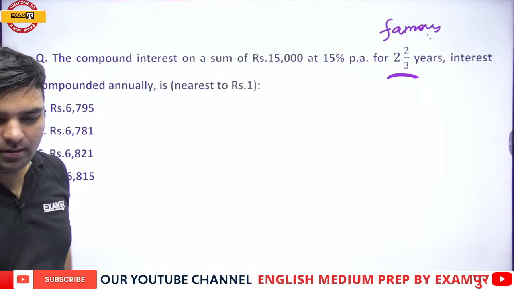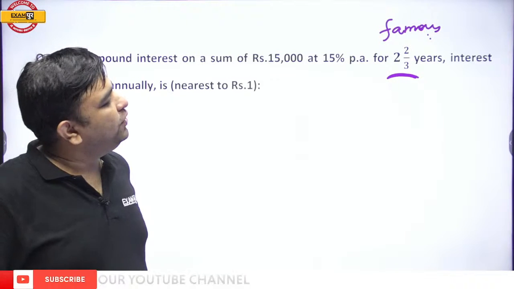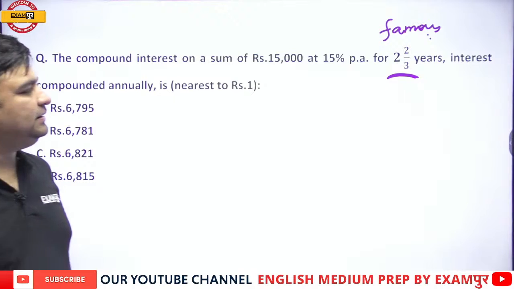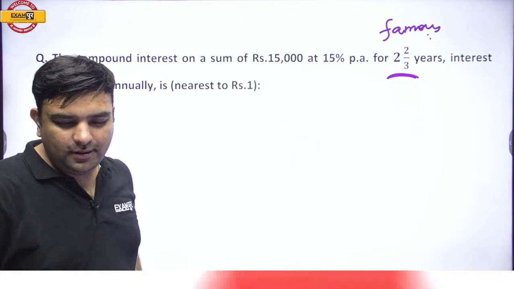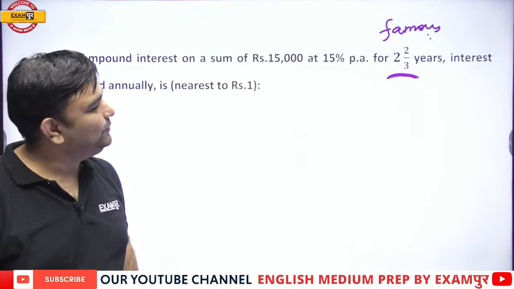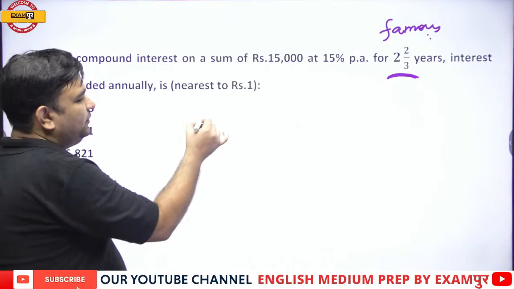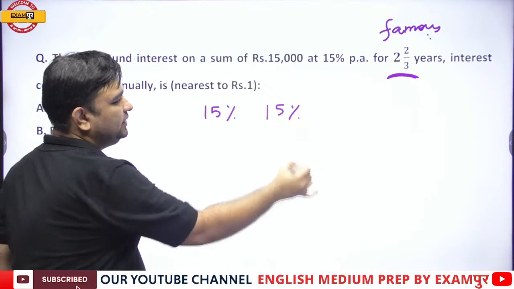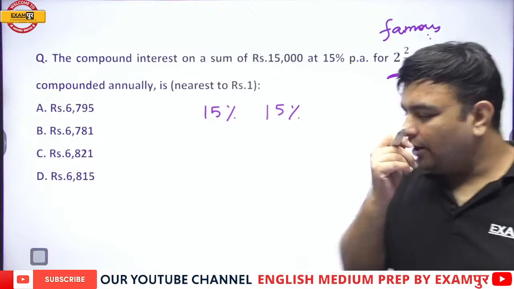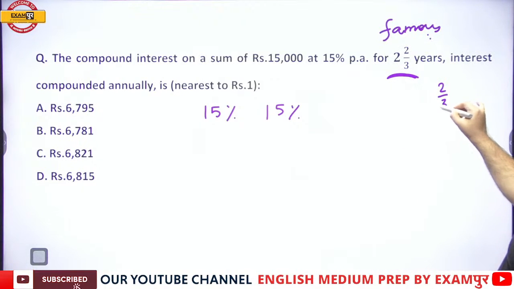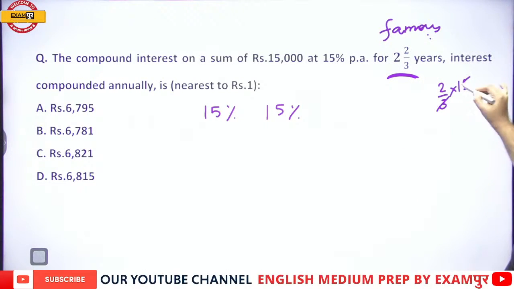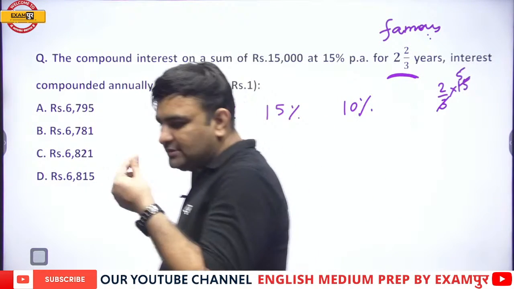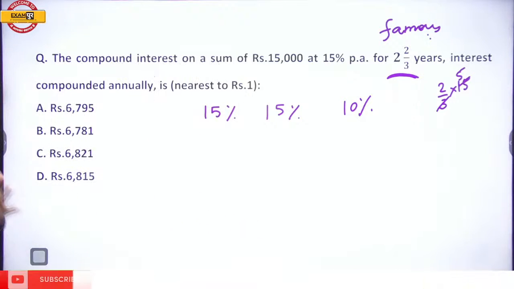15% per annum for 2/3 years. Interest is compounded annually. 15,000 is the principal. For the first year, 15% interest. For the second year, 15% interest. For the third year, since the third year is not complete, 10% interest only.